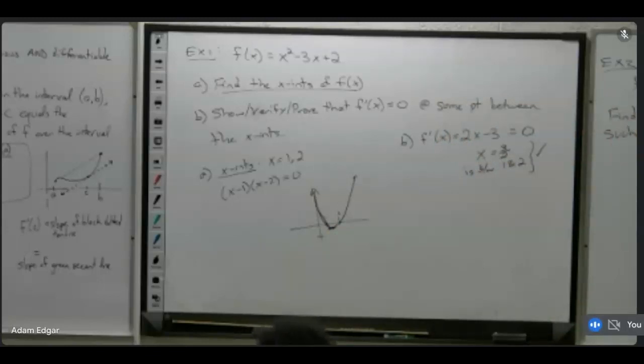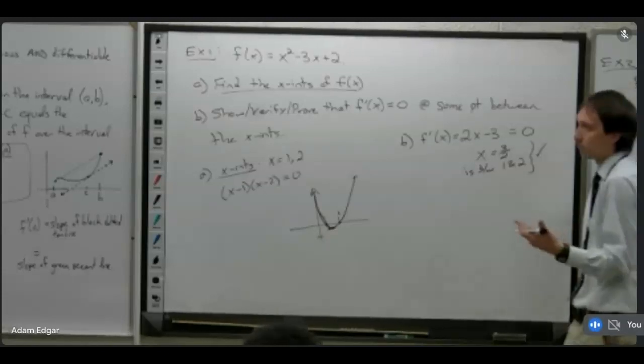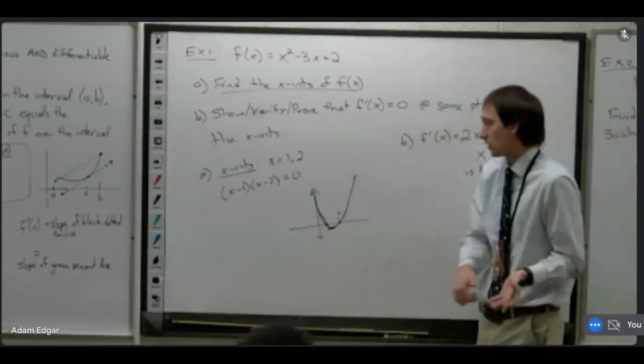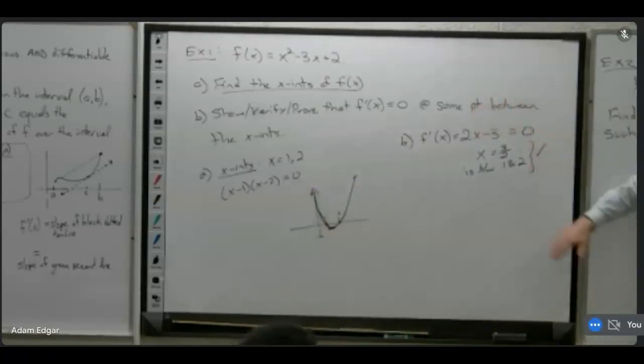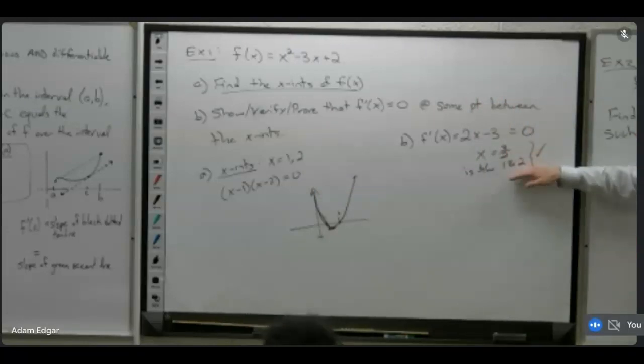So that's when they say on the homework assignment, here's this function. Prove or verify or show that the derivative equals 0 somewhere in between the x-intercepts. You got to find the x-intercepts. And then get the derivative, set it equal to 0, and see, does that equal a value in between the x-intercepts? If it is, great, you proved it. Any questions with example 1?